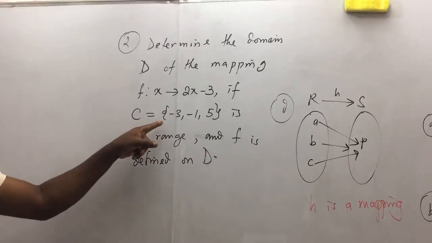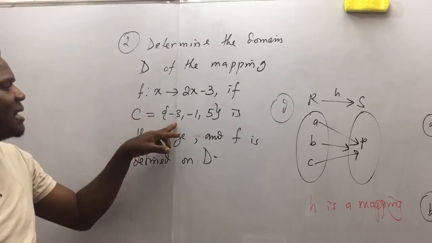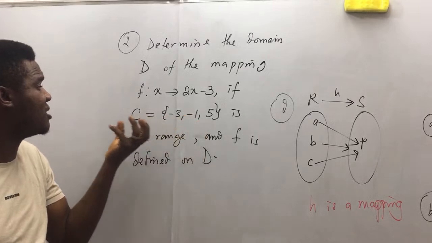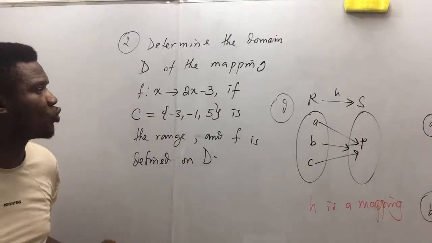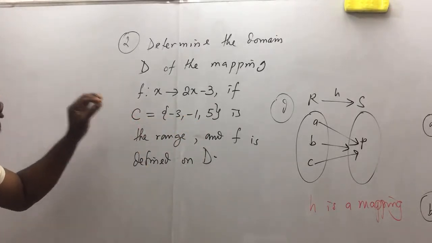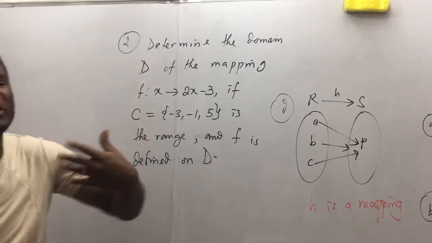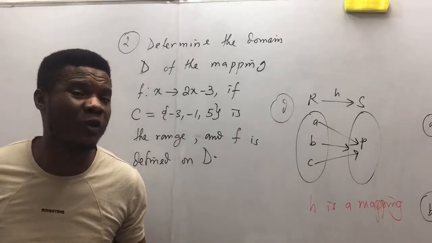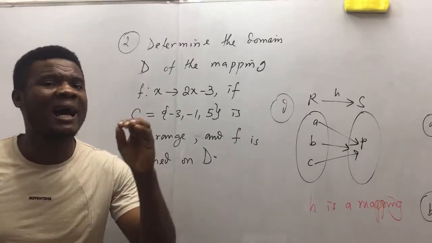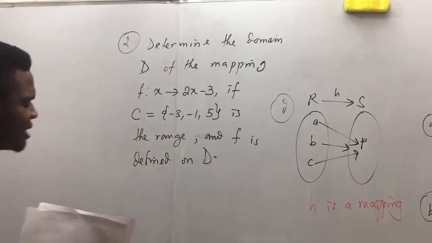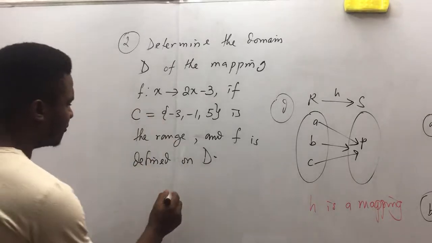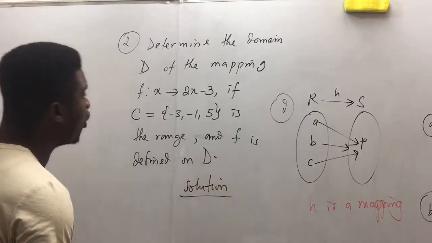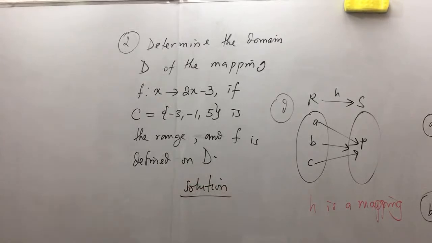Now, we are told that the set of all images is called C, and C contains -3, -1, and 5. So since C contains -3, -1, and 5, the range, we are asked to determine what the domain will be. So I'm going to be showing you, just in case questions like that will come up in your exam or in an assessment, how to go about solving it. So let's see the solution to this problem. So I'm going to put here solution and then go over to the steps you have to take.